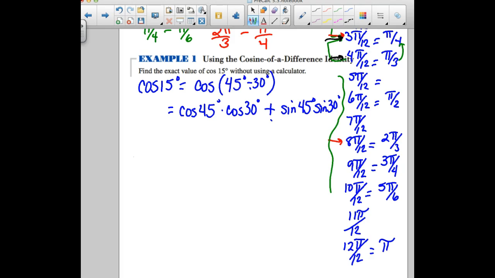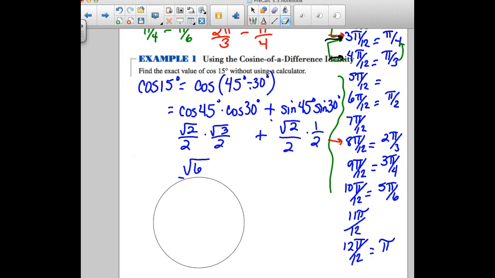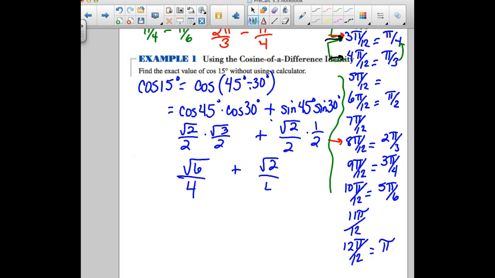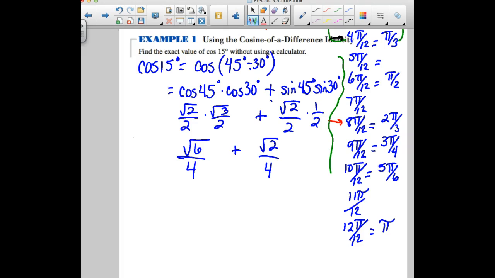All right, and now we can just substitute values from our unit circle. We know the cosine of 45 is root 2 over 2, and the sine of 45 is root 2 over 2. And if we look at our 30-degree angles, we know cosine is root 3 over 2, and sine is 1/2. And now we just do our arithmetic. We've got root 2 times root 3, that's the square root of 6 over 2, over 4. And over here we've got the square root of 2 over 4. Now they both have a denominator of 4, so we can simplify that and say it's root 6 plus root 2 all over a single 4. That would be our most simplified answer for that.